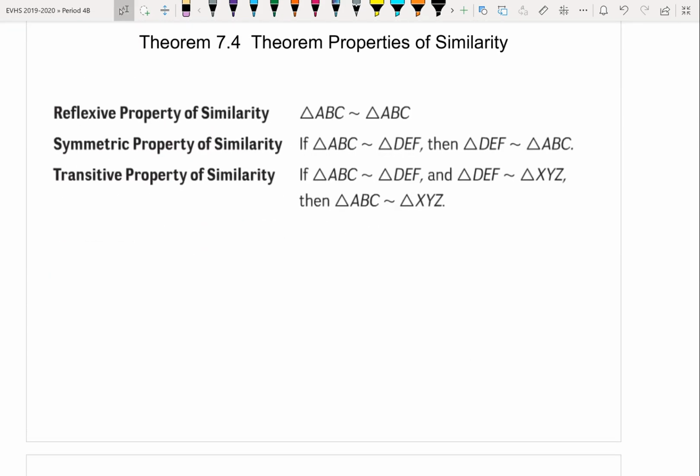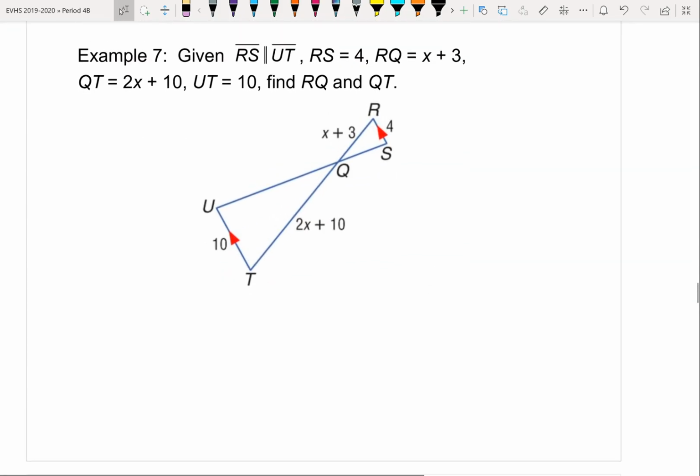All right, now just realize our reflexive, symmetric, and transitive properties apply to similarity too. You've seen these before. Same song, just different verse. All three of those properties apply. All right, let's see what we got here.